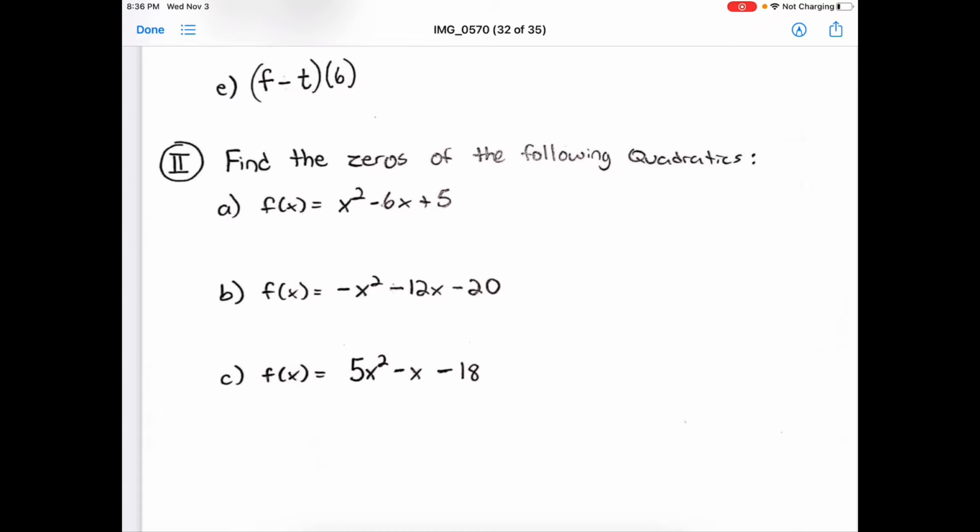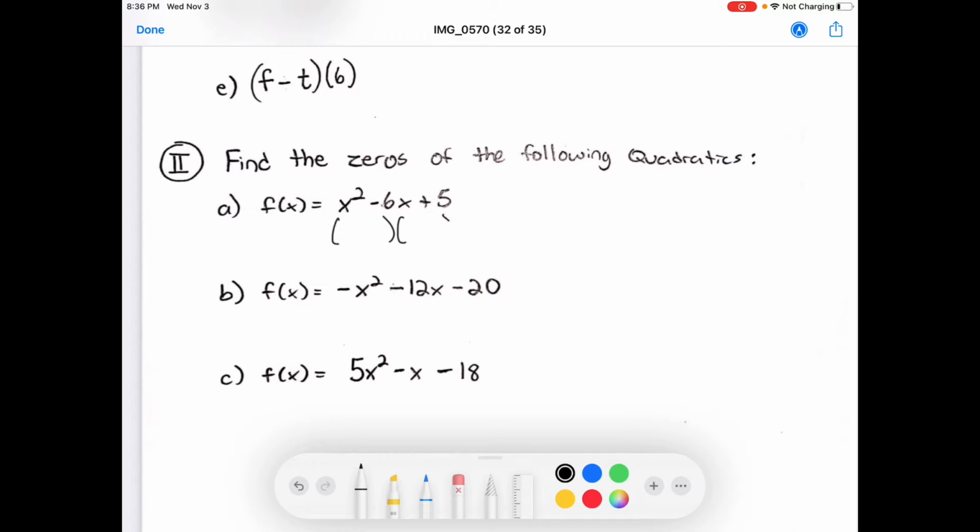Okay, let's look at the second part of your study guide. Find the zeros of the following quadratics. The A quadratic, x squared minus 6x plus 5. Let's just factor that.